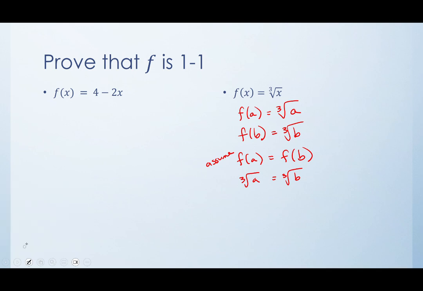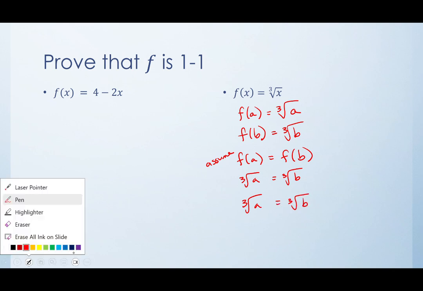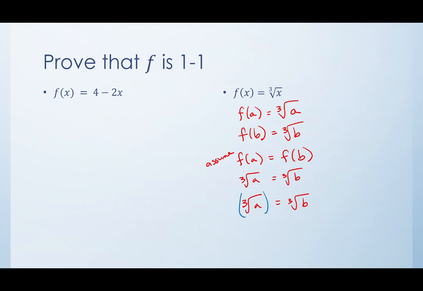Actually, I want to say that, so cube root. And what we are going to do is cube both sides, because that will get rid of the cube root, right? And for this one, if you cube a cube root, you get a. There's no ambiguity like you have with square root and things like that. So if we assume that f of a equals f of b, then the consequence of that is that the input has to be the same. a has to be equal to b.